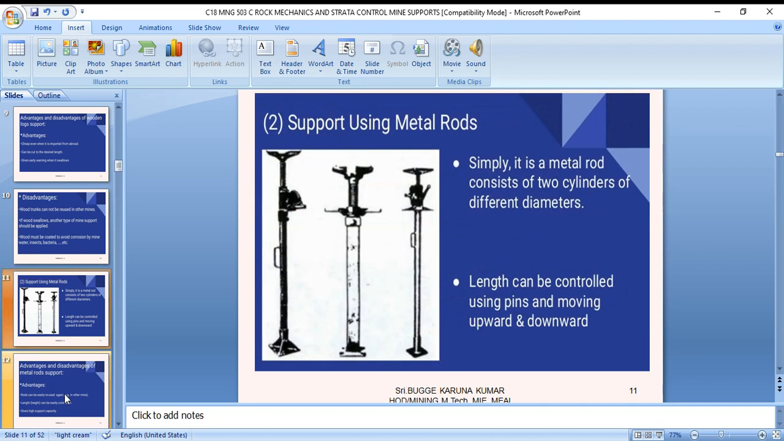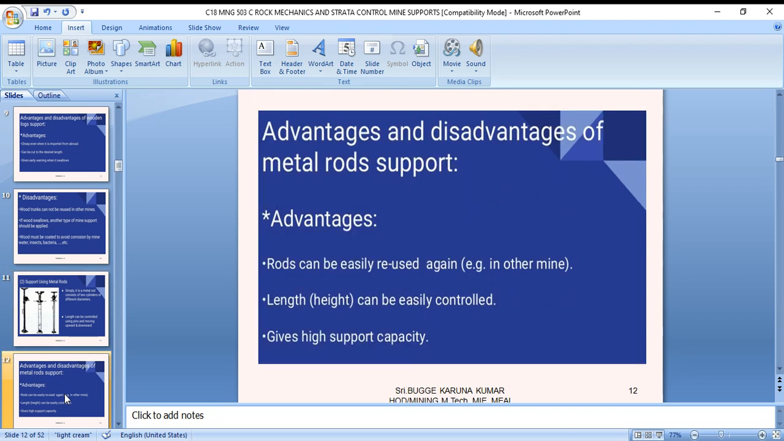This is support using metal rods. Simply, it is a metal rod consisting of two cylinders of different diameter and length. Length can be controlled using pins, moving upward and downwards. Advantages and disadvantages of metal rod supports. Rods can easily be reused again, for example in other mines. Length and height can be easily controlled.